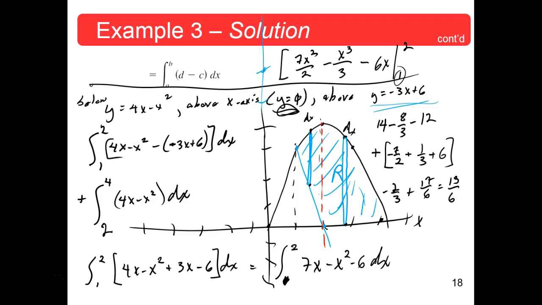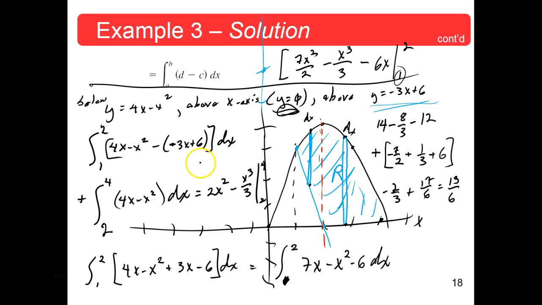But that's just the first part. Now we've got to do this part. I have more room here, so I'm going to do that. What's the antiderivative of 4x? Which is 2x squared, right? Minus antiderivative of x squared, x cubed over 3. This is evaluated from 2 to 4.